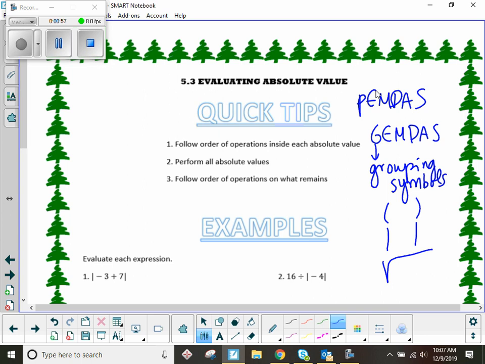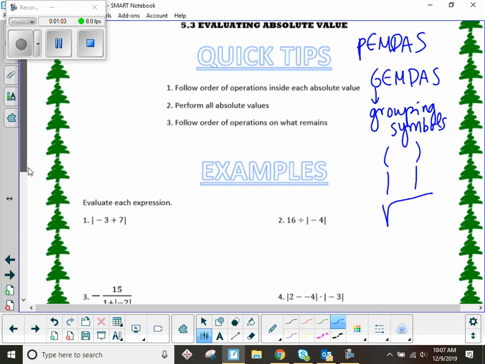Now the first few problems, there's not really too much math to do, but the next ones will get a little bit trickier.